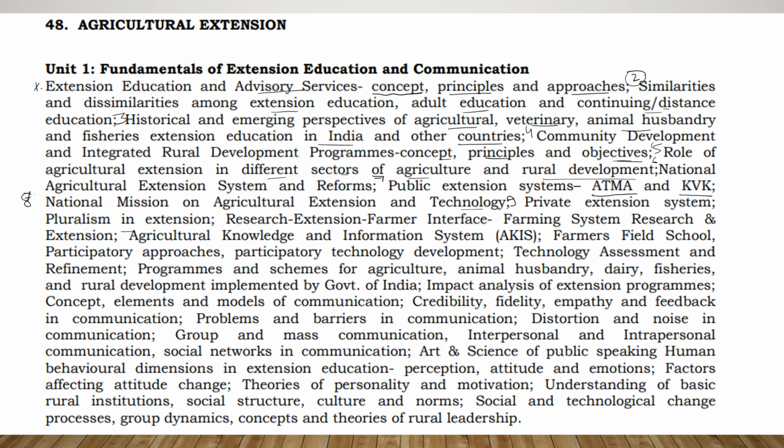Then research extension farmer interface, जो you can say AKIS, the Agriculture Knowledge Information System, बेसिकली उसी को कवर करना है इसमें. Research extension and farmer interface, see AKIS. So this whole thing can be conceptualized into a single topic. Then there is farmer field school, another very important and conceptual topic. Then the participatory approaches, this is one of the approaches under the 8 extension approaches. Then participatory technology development, technology assessment and refinement, this can be counted into a single topic.